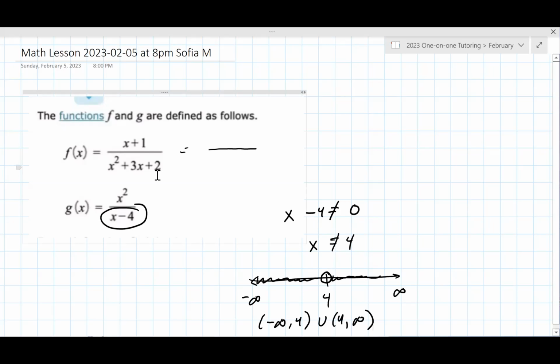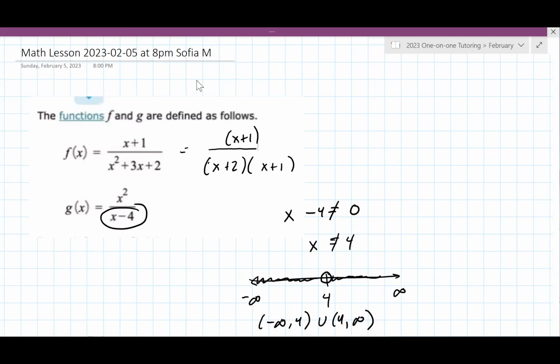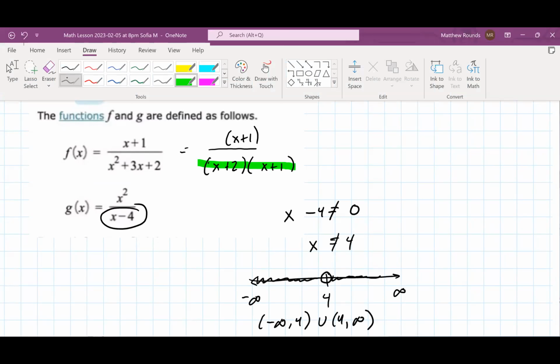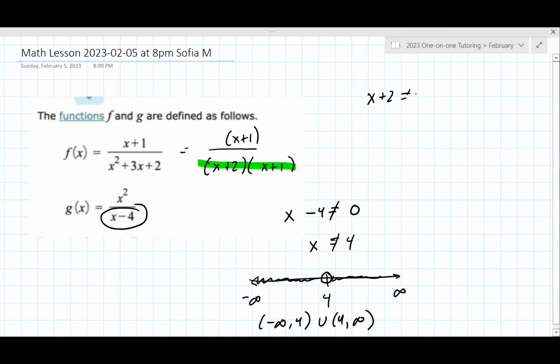Now the other one takes a bit more effort. You do have to factor the bottom. So you have to find two numbers that multiply to 2 and add to 3, x plus 2 and x plus 1. Even though there is something you'll do later in this course with the x plus 1, you really only look at the bottom. The denominator is below, right? So this one you set x plus 2 not equal to 0, x plus 1 not equal to 0. x cannot be negative 2, x cannot be negative 1.